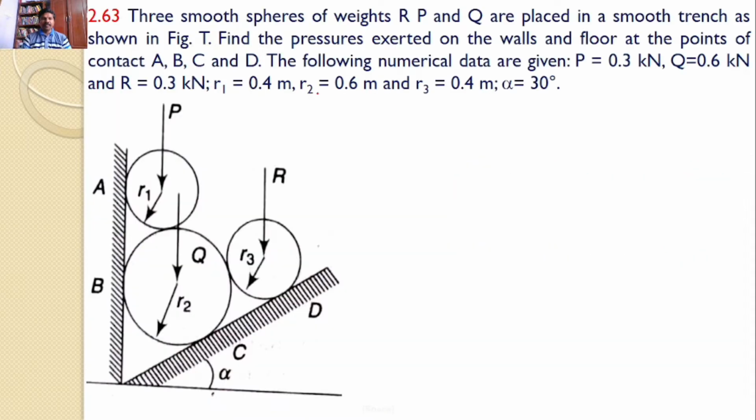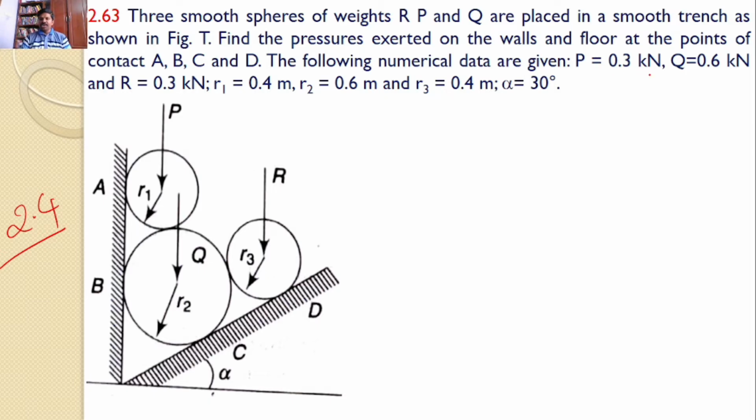Timoshenko, 5th edition. In this tutorial, we will discuss problem set 2.4 and problem number 2.63. Three smooth spheres of weights R, P, and Q are placed in a smooth trench as shown in figure T. Find the pressures exerted on the walls and floor at the points of contact A, B, C, and D. The following numerical data are given.